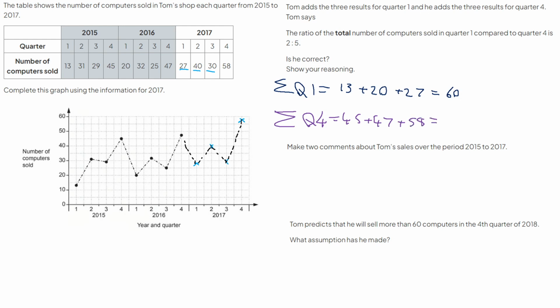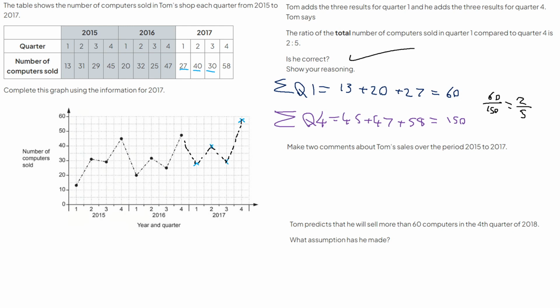Okay? So all we're doing is adding what we have so far. Now let's add them up together, and we get 150. And now let's work them out as a ratio. 60 to 150 is equal to 2 over 5. So yes, he is correct.